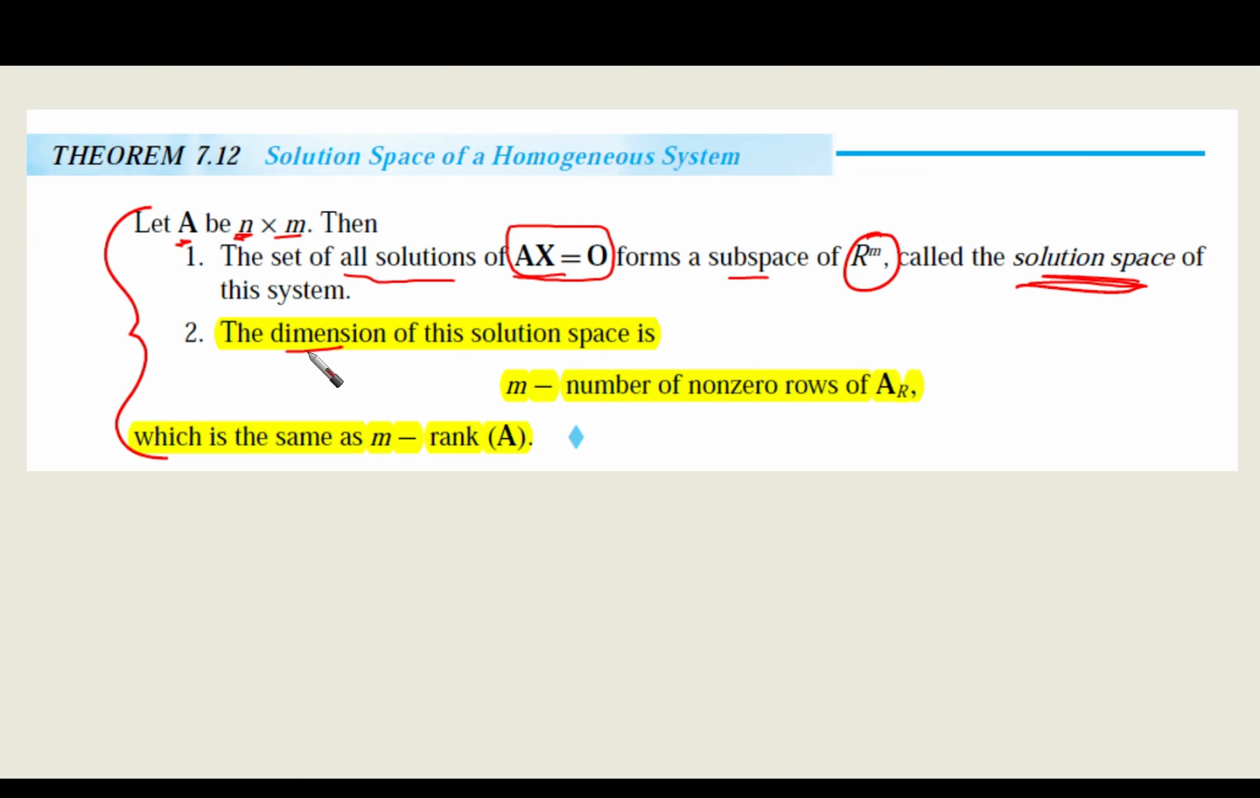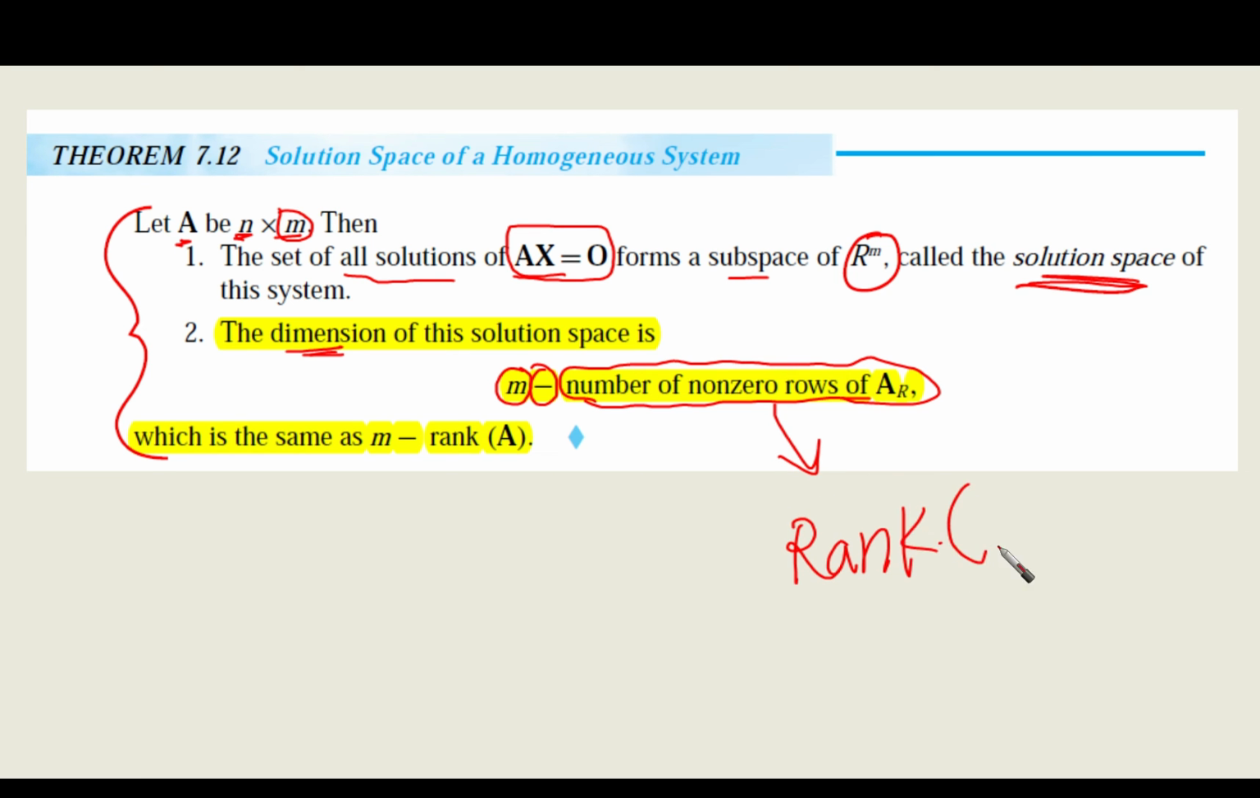What does the dimension mean here? How many free variables are there? That's it. How can we get this dimension without going into the details of anything? We can take m, which is exactly the number of columns of the coefficient matrix, minus the number of non-zero rows of AR. Do you remember this from the previous videos? What is the number of non-zero rows? Exactly, it is the rank of the matrix A.